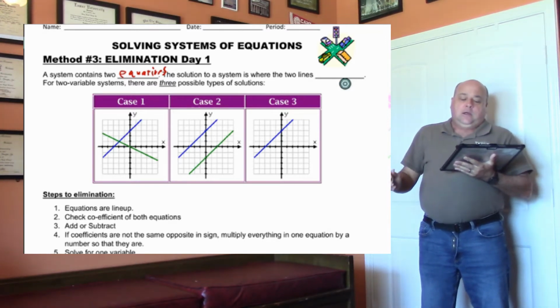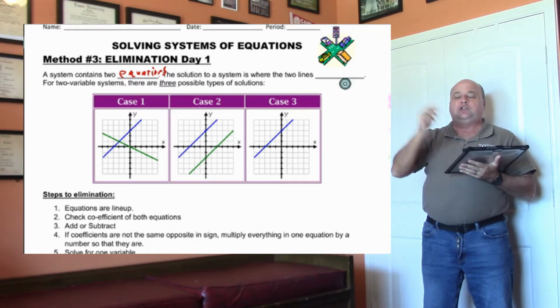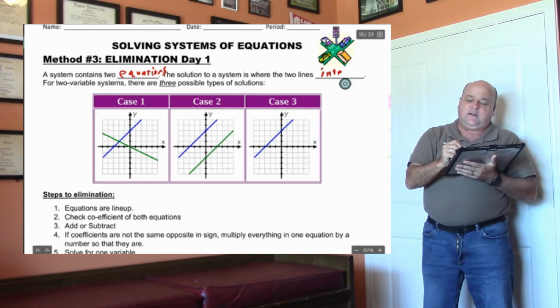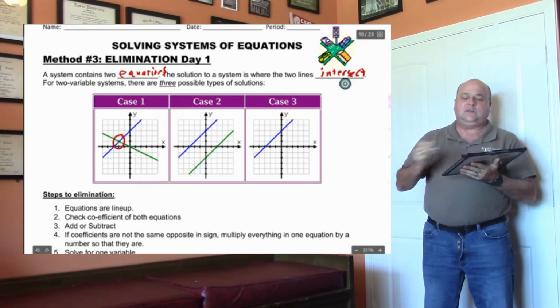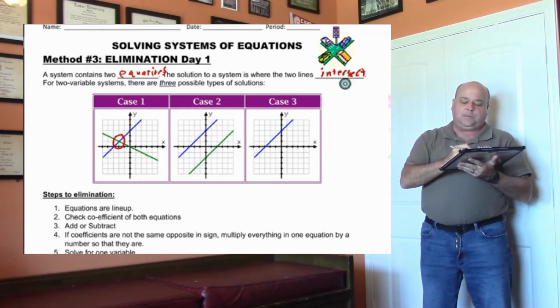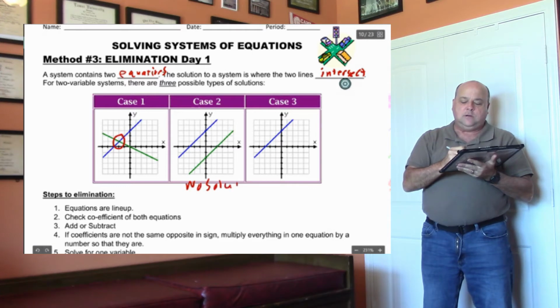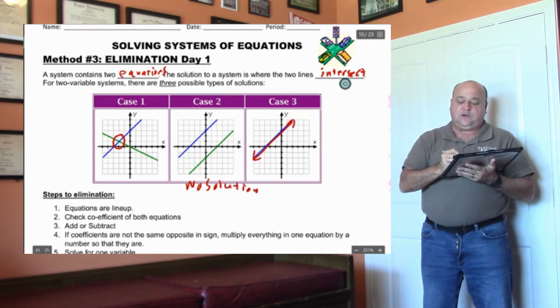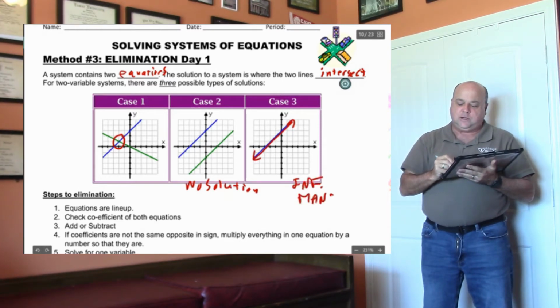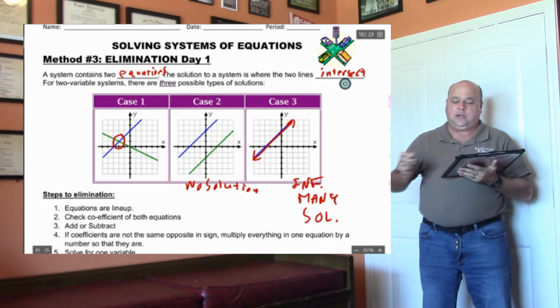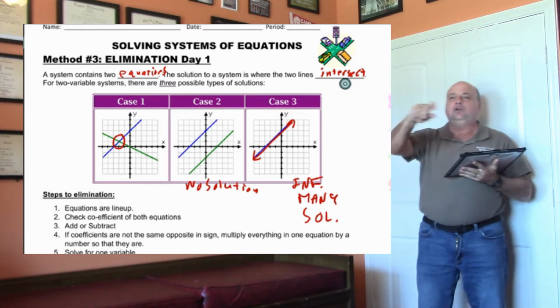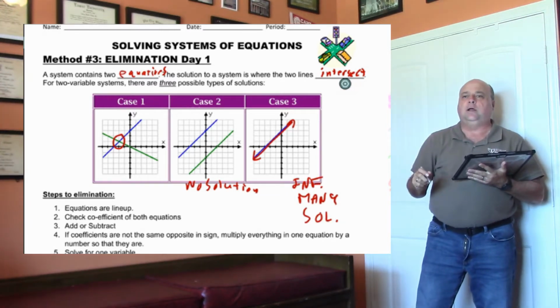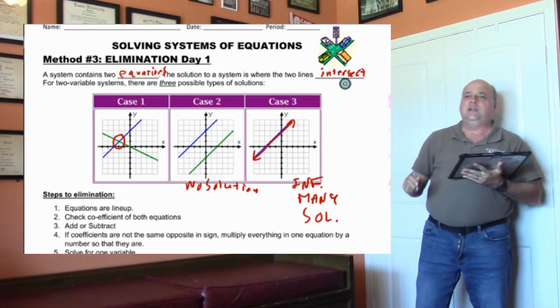The solution to a system is where the two lines intersect. You're trying to find the ordered pair where the two lines intersect. If the lines are parallel, there's no solution. And if the lines are lying on top of each other, if they're the same line, there are infinitely many solutions. And I'm going to abbreviate that. So you can have one solution, no solution (parallel lines), or infinitely many.